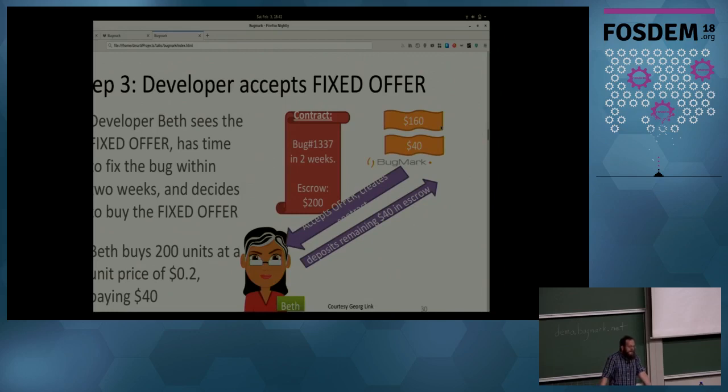Now, a developer, here's Beth, she sees the offer with a total value of $200. She decides that she can fix this bug, and she decides to buy the fixed side of the same futures contract. So she's putting in $40. This contract will pay off $200 to Beth in the event that that bug is fixed. She'll get her original $40 back plus the $160 that was put in by Adam. So total value, $200. Adam put up $160. Beth put up $40.